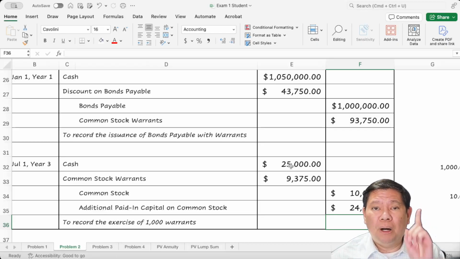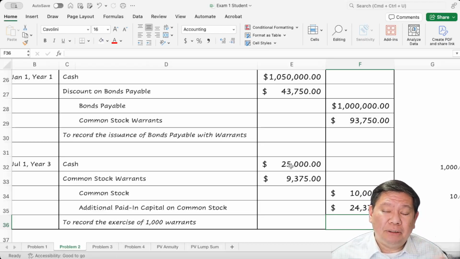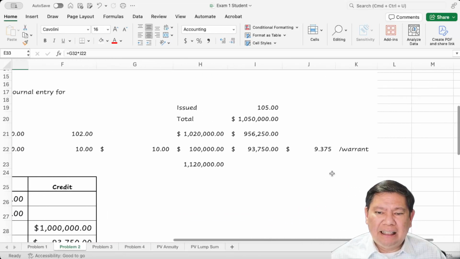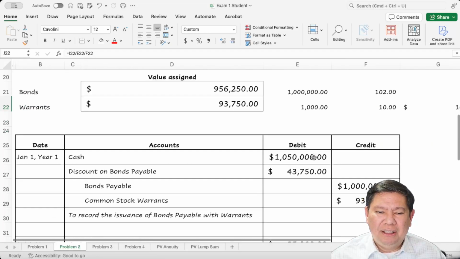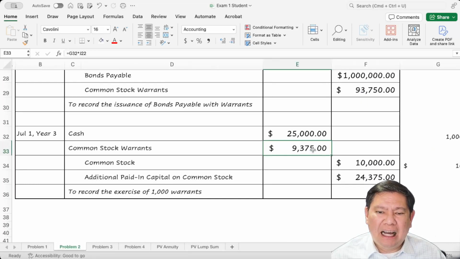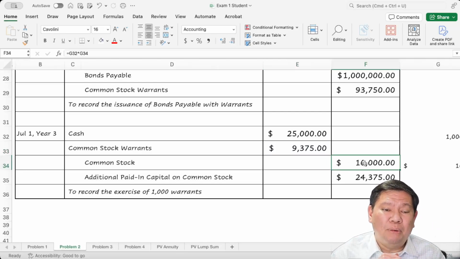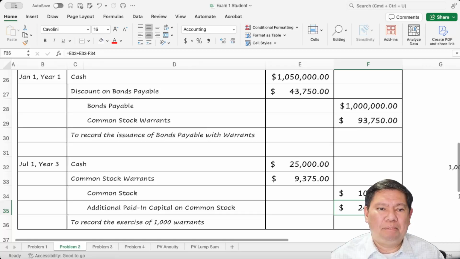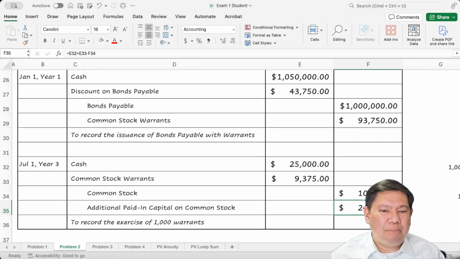One warrant for one stock, 1,000 of them are exercised, times $25 exercise price, we get $25,000. Then common stock warrants, $9,375. Common stock issued after the warrants are exercised, 1,000 times $10 par, and the difference is the additional paid-in capital. Okay, that's how we prepare the journal entry.